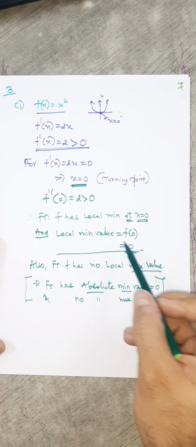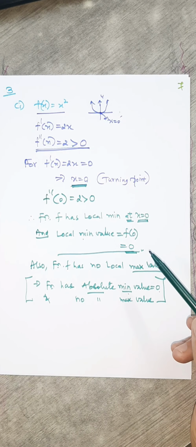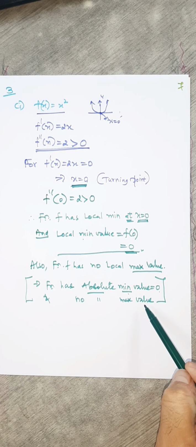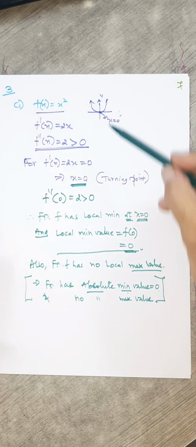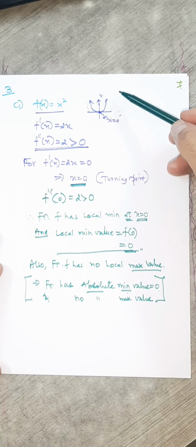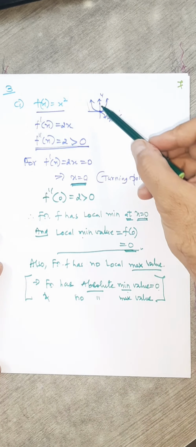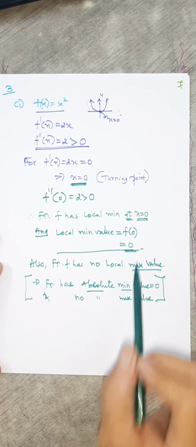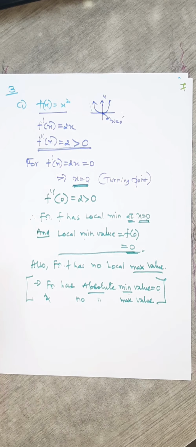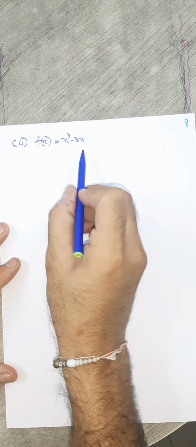And the function has no absolute maximum value, right? Why? Because it has no local maximum, so it cannot have an absolute maximum value. The graph never ends, it goes up and up, so you cannot decide the highest value. The lowest value you could decide, which is 0. Fine? Okay, so let's see this now.